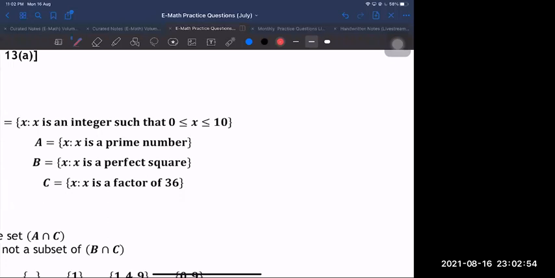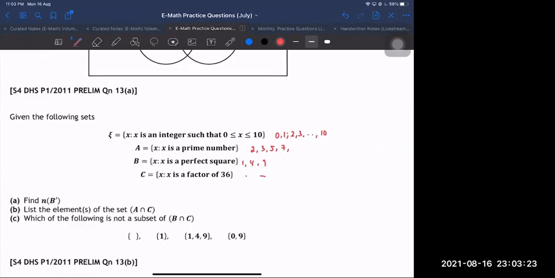Now, whenever you have questions like this, it's always good to list out every single thing. So for example, 0, 1, 2, 3, all the way to 10. Prime numbers, so this means 2, 3, 5, 7, that's all. And then for perfect squares, it will be 4 and 9 and 1 as well. And then factors of 36, you just fill up on your own. It is a very good tip to always expand out your brackets like this, such that you can compare very easily and don't make any mistakes.